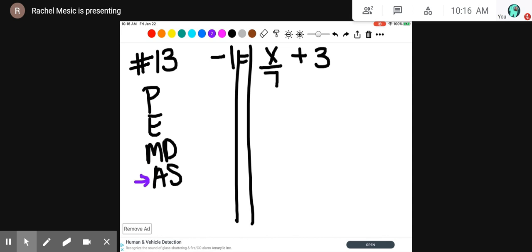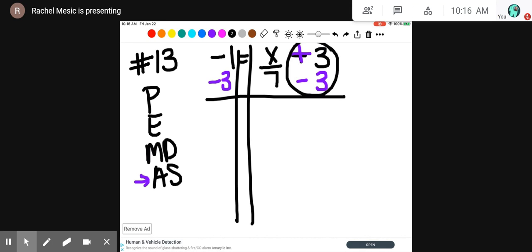On the side with the variable, which is on the right, I see addition. The inverse is subtraction. So we're going to subtract that 3 to get rid of that integer. We have to make sure we do it on both sides. So 3 minus 3 is 0, which is nothing. So we don't need that anymore, which leaves us with just x divided by 7. That's much easier to understand.